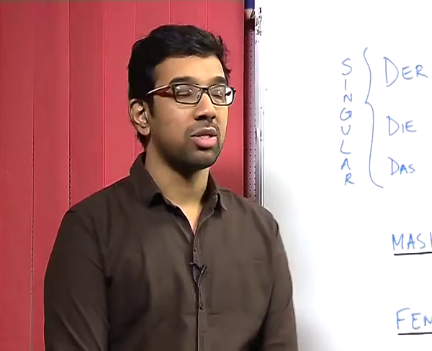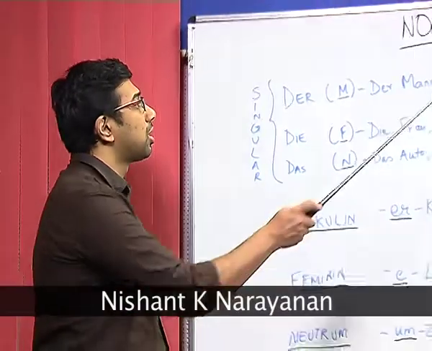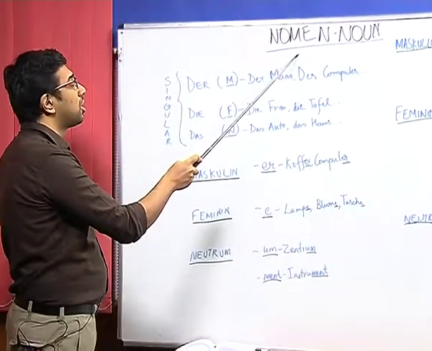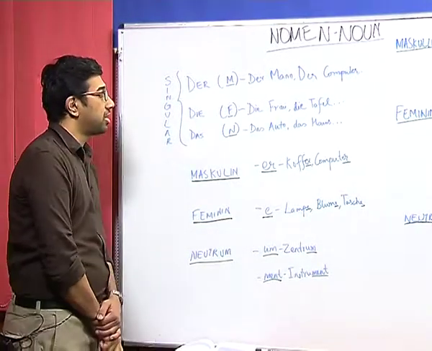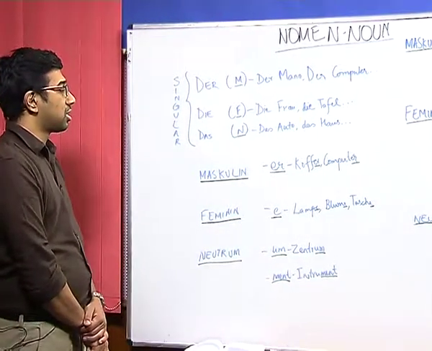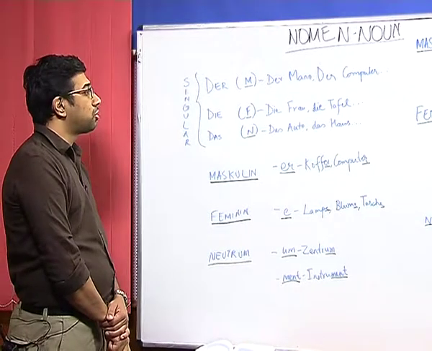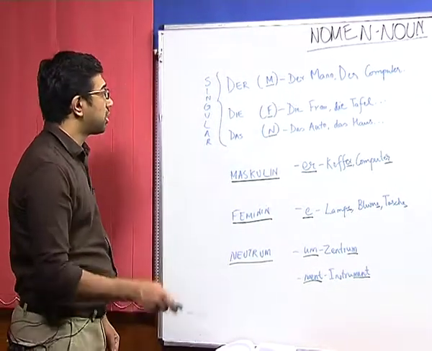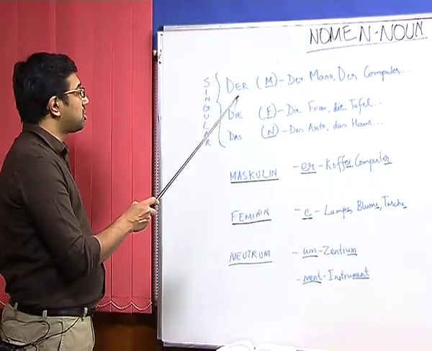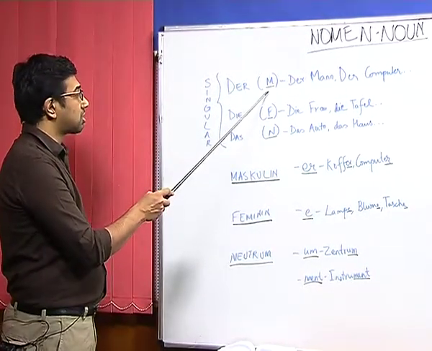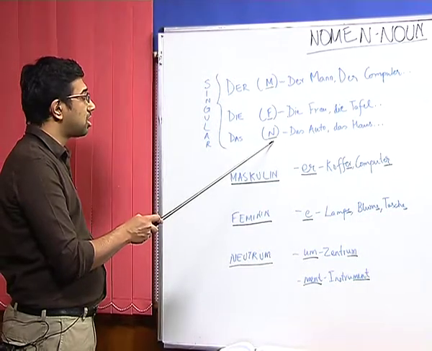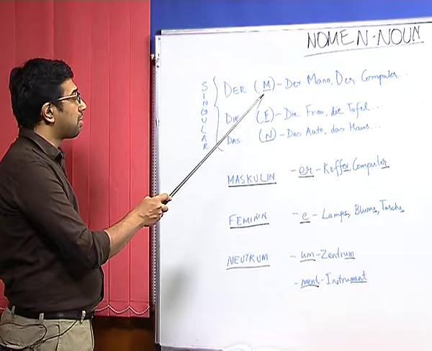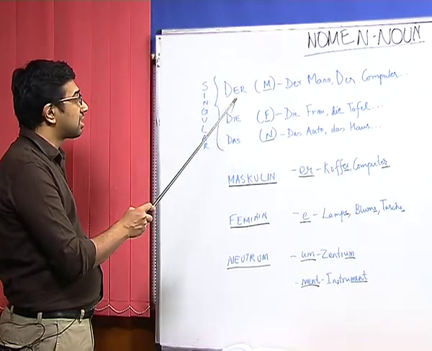In this session, we are going to do nouns, or in German they are called Nomen. You are already familiar with them, but in today's session we will learn more about them. As you know, in German there are three genders, which are masculine, feminine and neuter, in the singular, and they are marked by their respective articles.